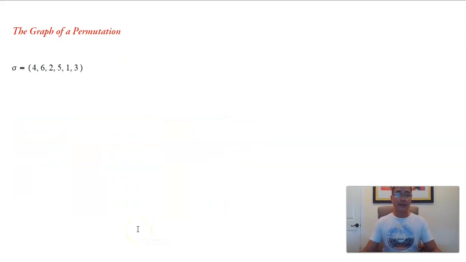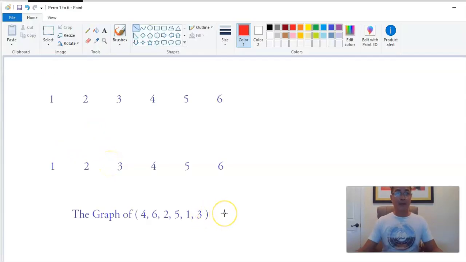Now, in pre-calc and calculus, we love graphing functions. So, we are going to show you how to graph a permutation. And it's going to be useful because we are going to discover an amazing property of permutations that we can see right away from the graph. So, I'm going to go to Paint. So here we are in Paint.